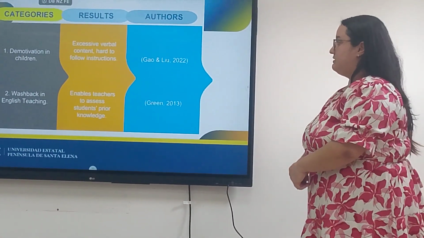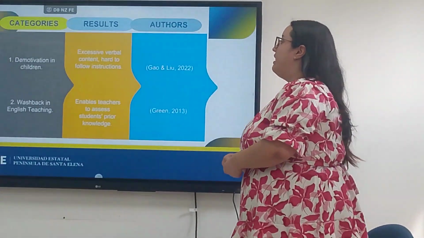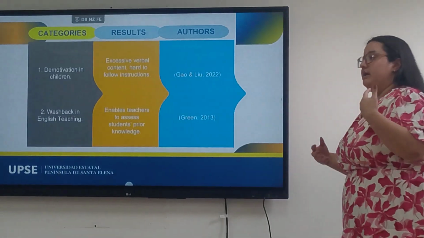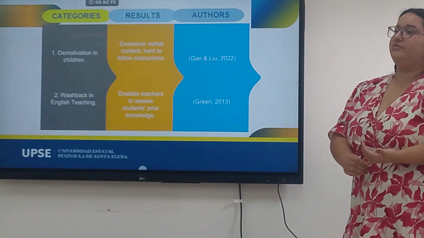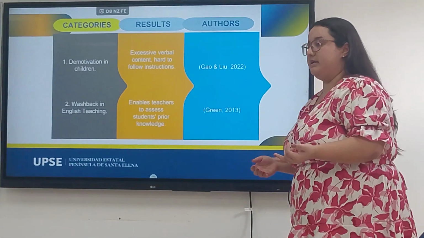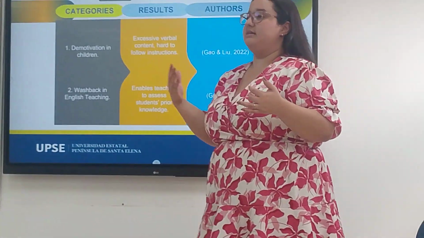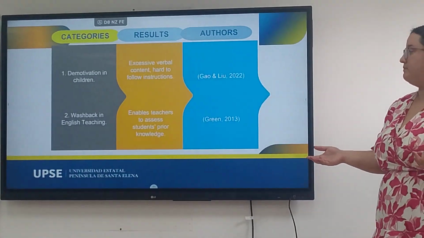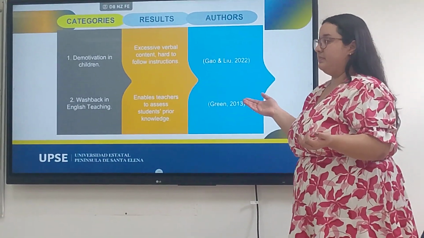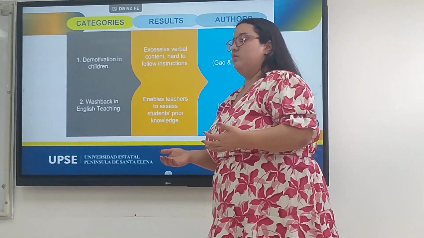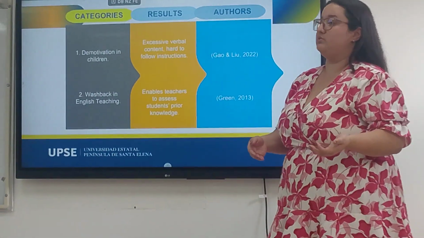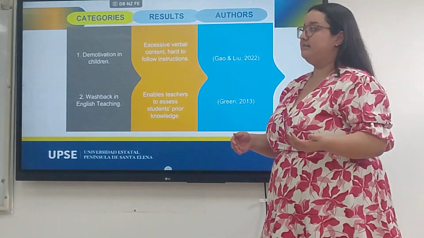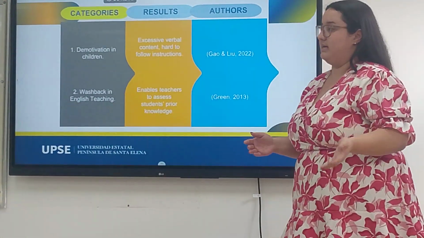Now we have the categories and the results. For the first one, the motivation in children. Teachers reported that excessive verbal instructions, unclear explanations, or even excessive evaluation tasks reduce children's motivation. According to Gao and Liu, when a student cannot understand the purpose of an activity, they lose the focus and the interest, as simple and as clear as that.